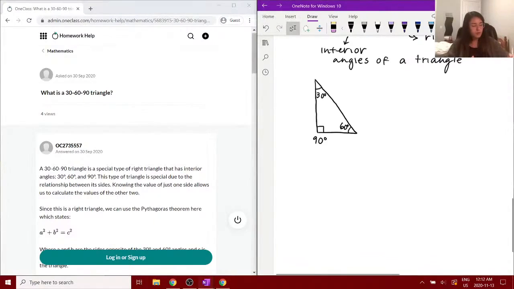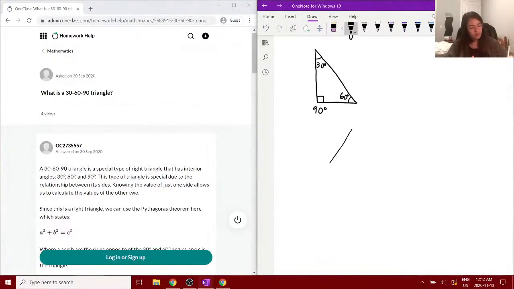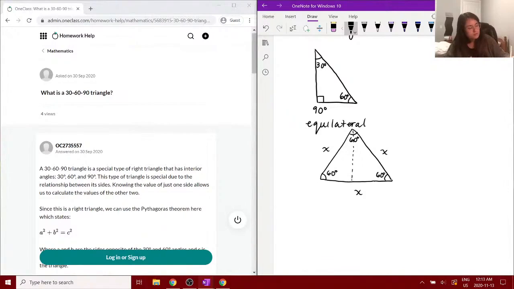So if we start off with an equilateral triangle, which means a triangle that has all the same length sides. So in this case, we're going to say x as the length of the sides, and each interior angle is 60 degrees. If we were to split this equilateral triangle, let me just label it here, equilateral triangle.